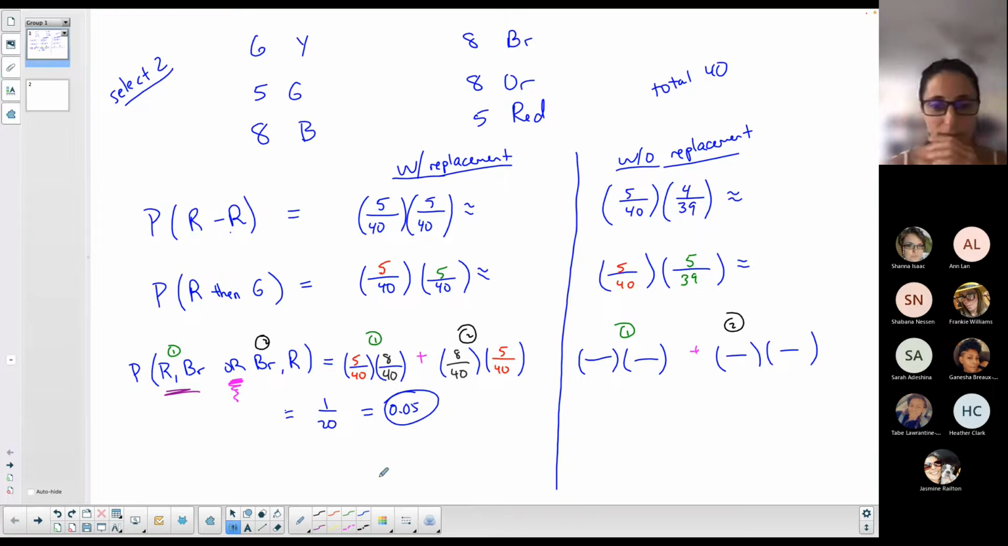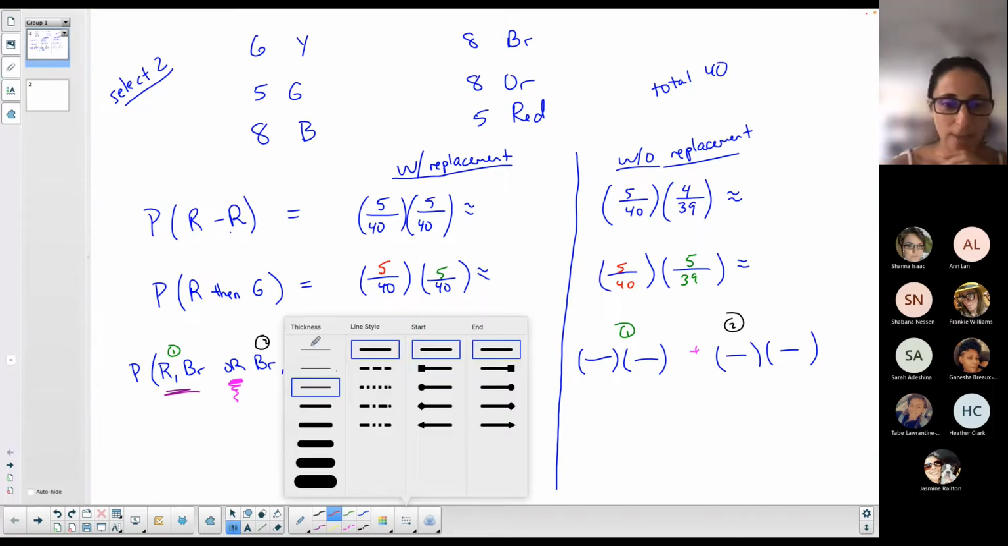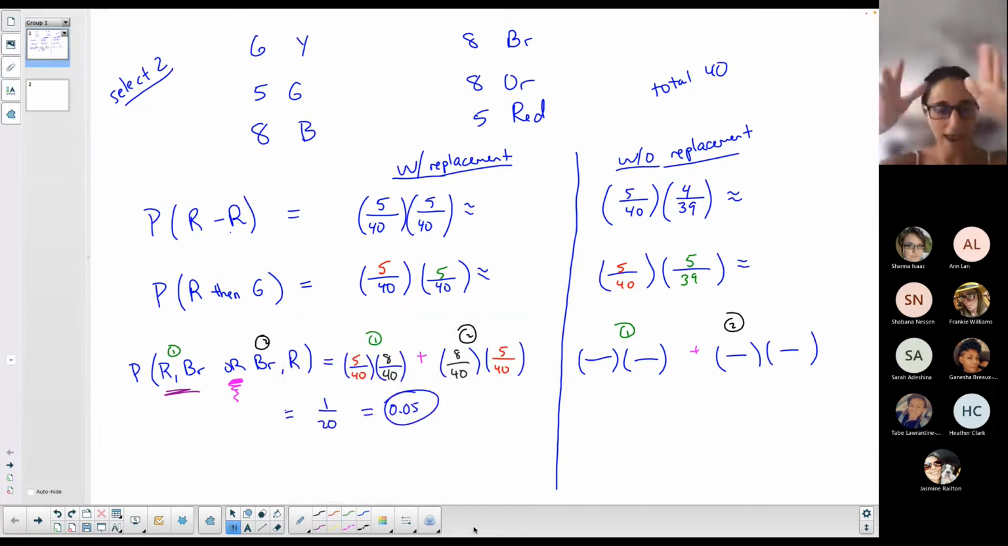What's going to change if I do without replacement? So I have to do the same thing because I want this or that. I'm going to add these 2 situations together. But when I talk about the first situation, I'm selecting 2, so I have to multiply, because whenever I select more than 1, I have the multiplication rule. I want red and then brown. And then over here, again, I'm selecting 2, multiplication rule, brown and then red. But this time without replacement, so I have dependent events in these 2 situations.